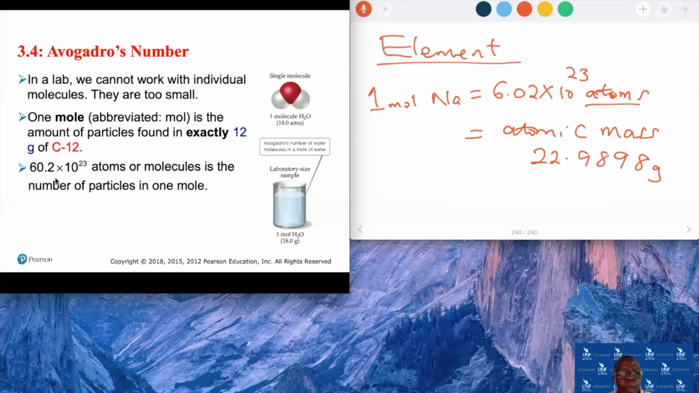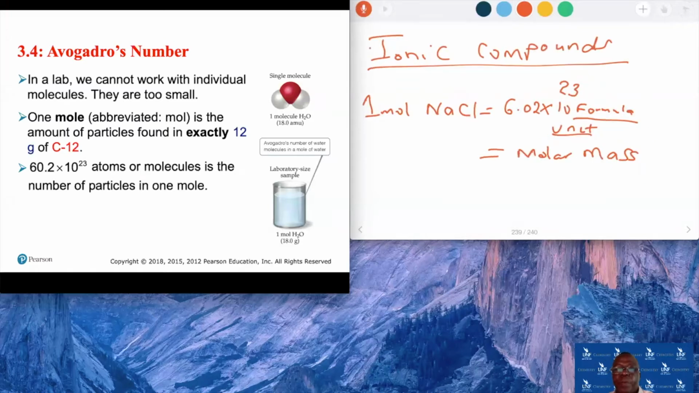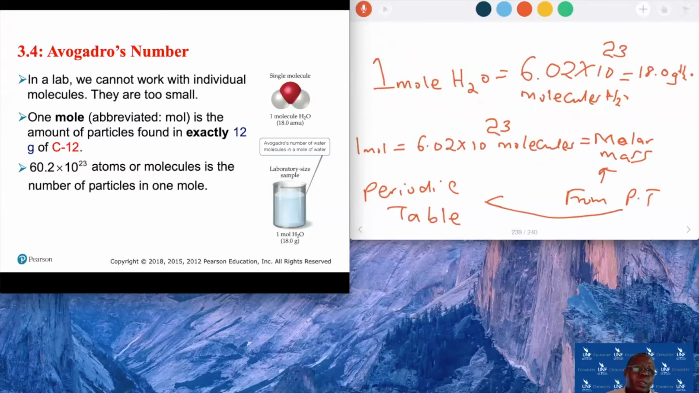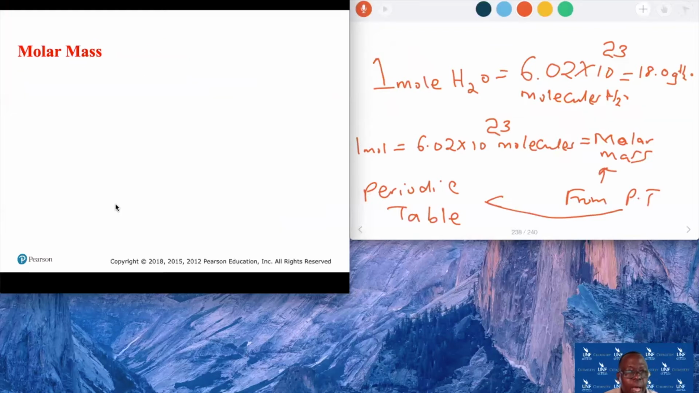So the terms used along with this depend on whether you are dealing with an element, and then you talk about atoms. If you are dealing with an ionic compound, sometimes they use particles or formula units. And then for molecular compounds, they use molecules. So molecules for molecular compounds, particles for ionic compounds.